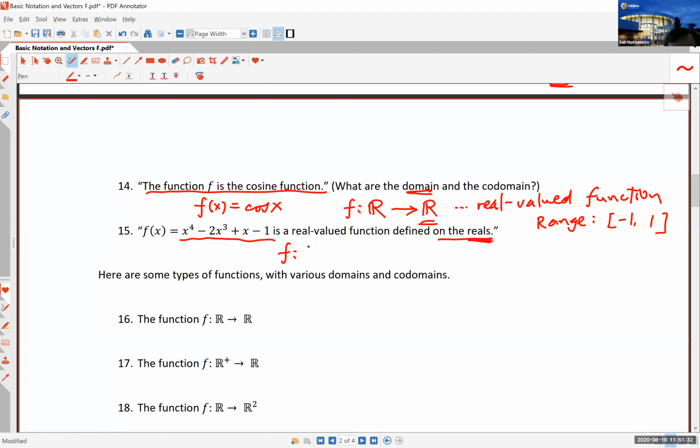So that means f goes from R to what? A real valued function, right? If it's a real valued function, then it has to go to R. And you say, well, 14 and 15 look exactly the same. F goes from R to R, because they are both real valued functions on the reals.